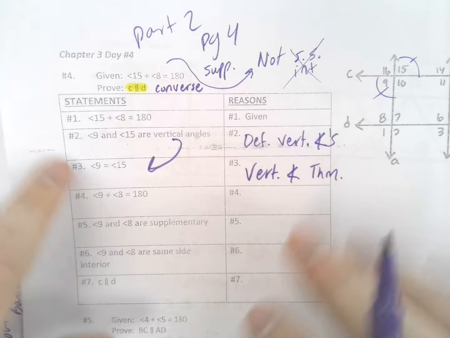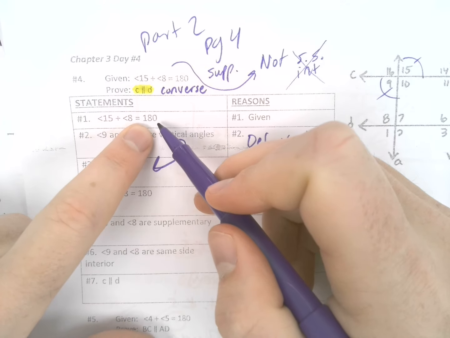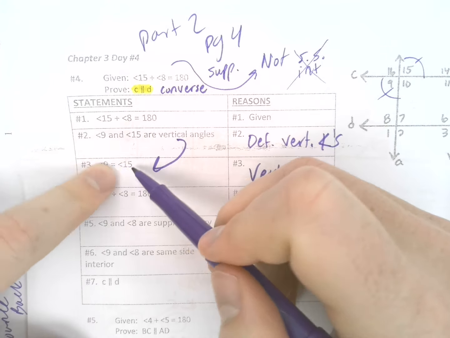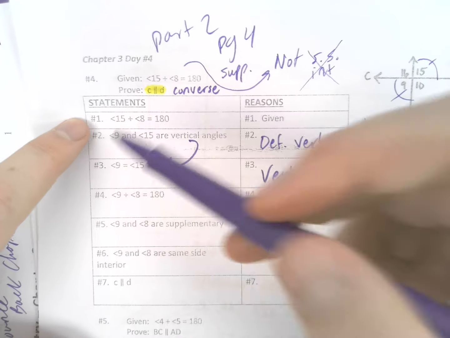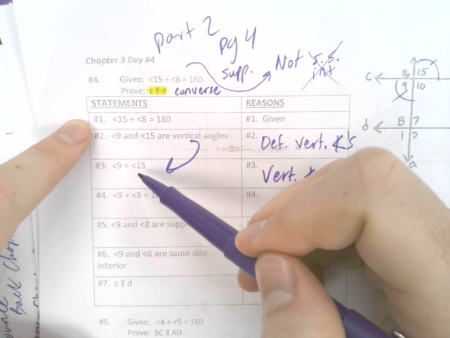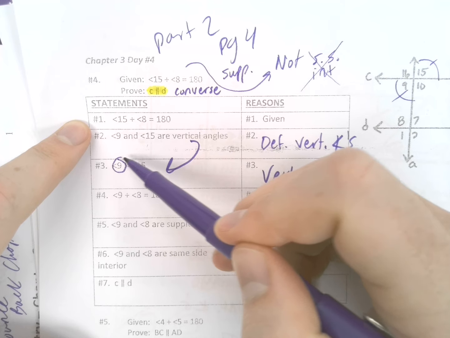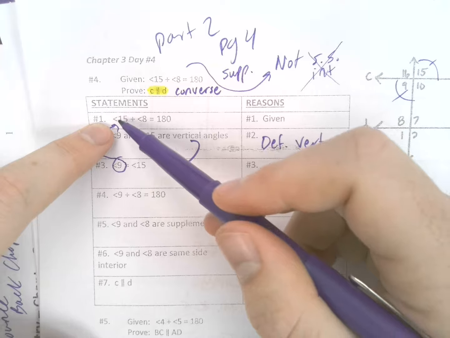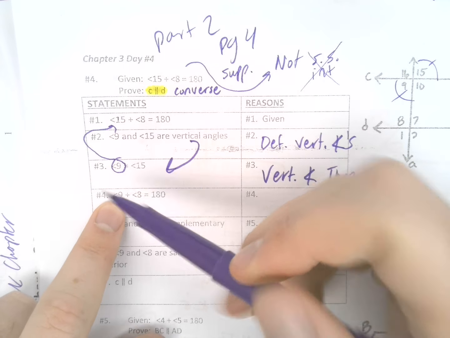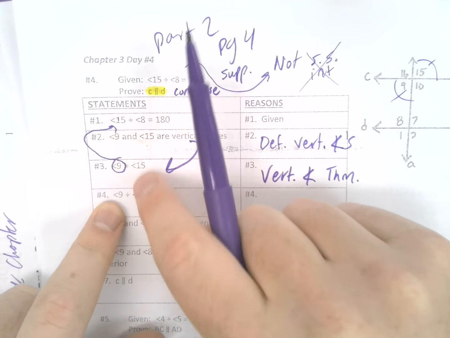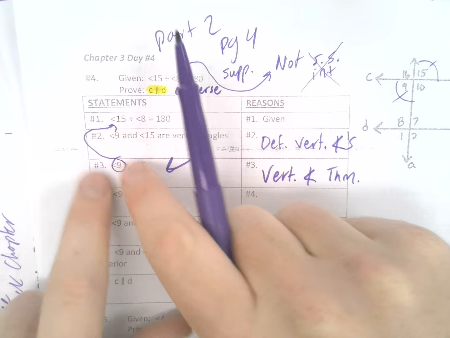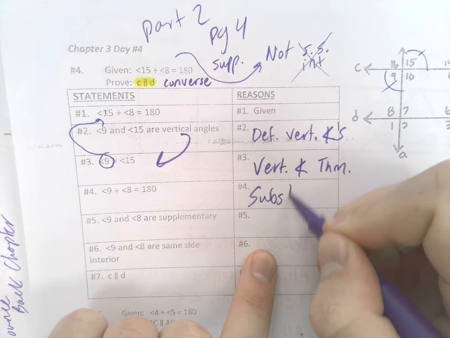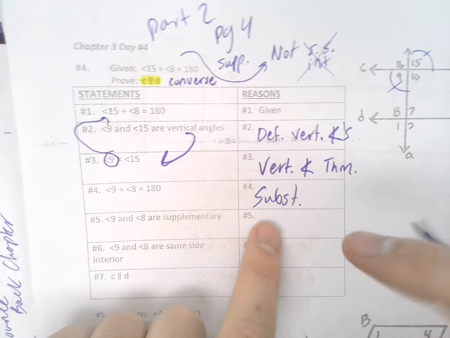Now, check it out. We knew 15 plus 8 was 180, and we know 9 equals 15. It looks like we are replacing angle 15 with angle 9. Check it out. 15 plus 8 is 180. We are substituting in angle 9 to take that spot. Oh, we're substituting. A substitution.